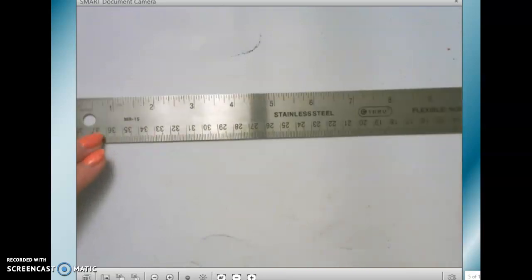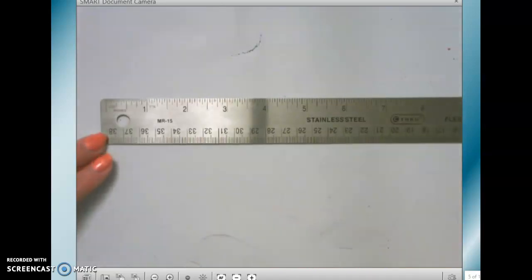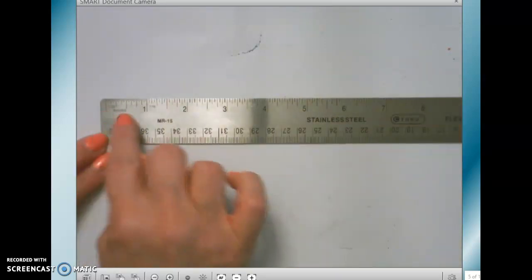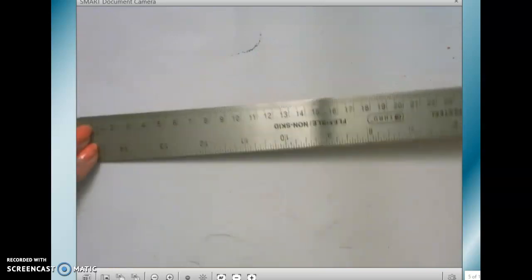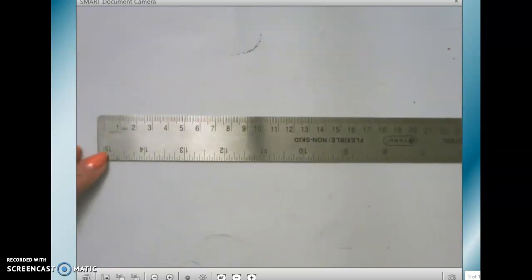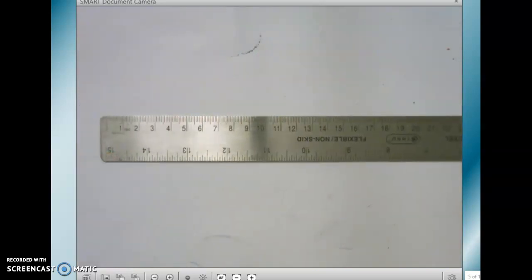But again, on this side, it's the standard measure. It's what we use for inches, feet, yards, and miles. Okay, this is the standard measure, and we'll get to that in a couple of lessons. Today we're going to focus on the metric side of a ruler. So anytime you're using a ruler, pay attention and notice which side is the metric side and which side is the standard side that Americans like to use.